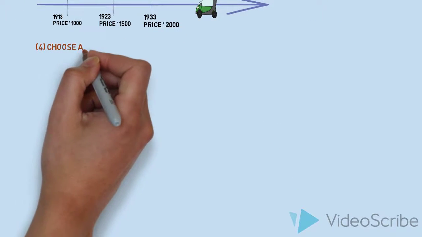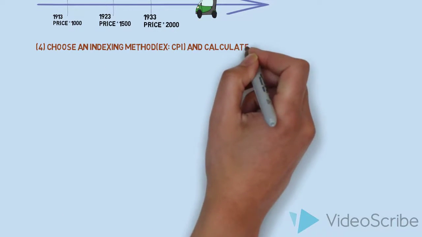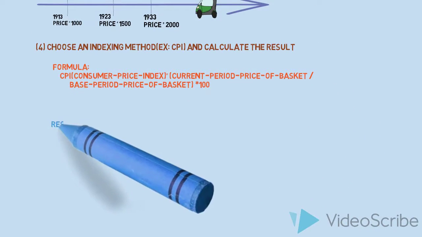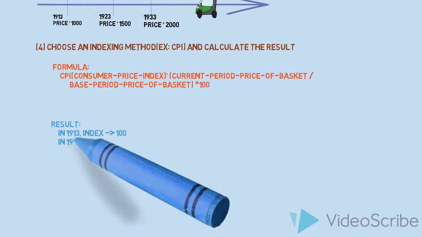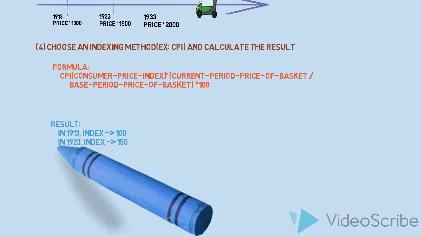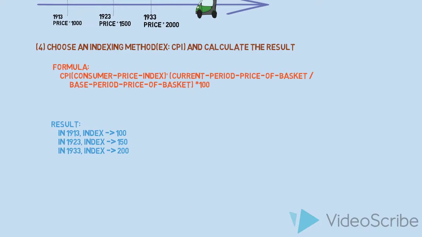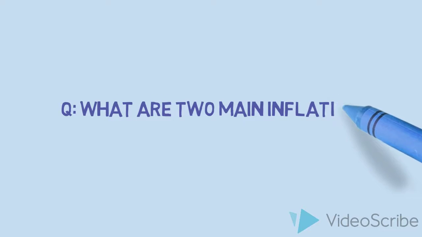Finally, we choose a price index method such as CPI, Consumer Price Index, to calculate the result and compare to the base index. Using CPI's formula, we can get the following result. For 1913, the base index is 100. For 1923, the index is 150. And for 1933, the index is 200. These numbers represent the cost of the market basket as a percentage of the cost of the identical basket in the starting year.